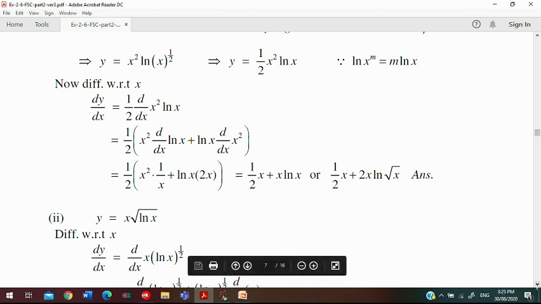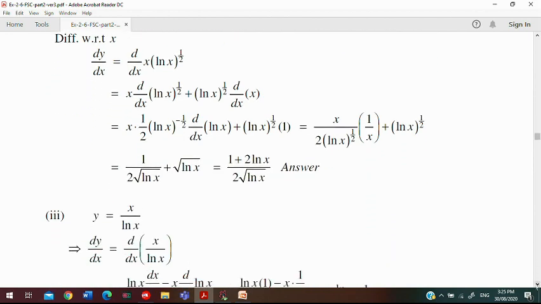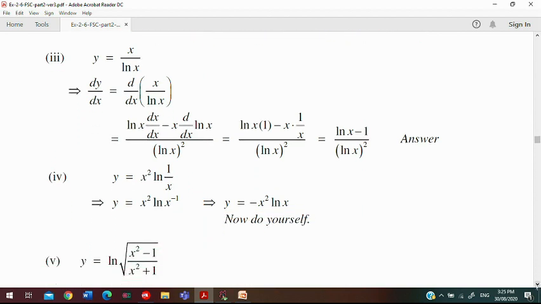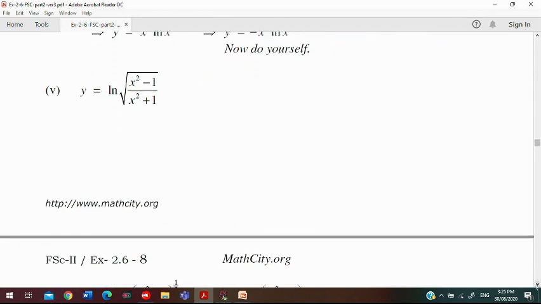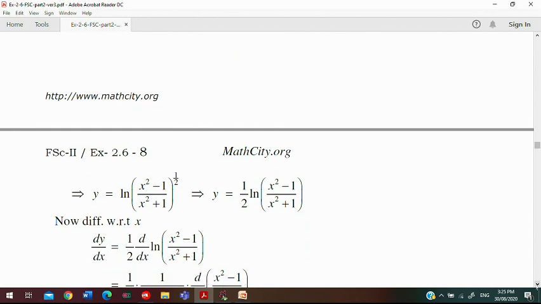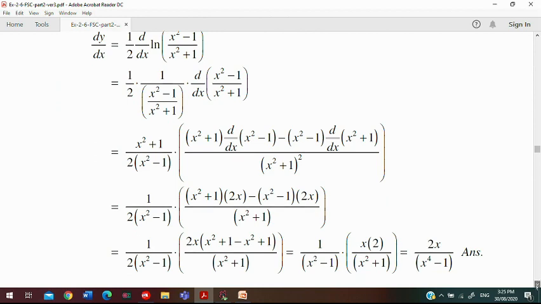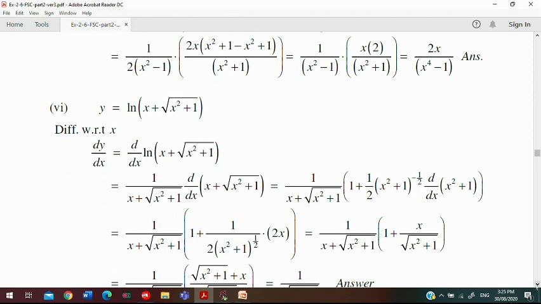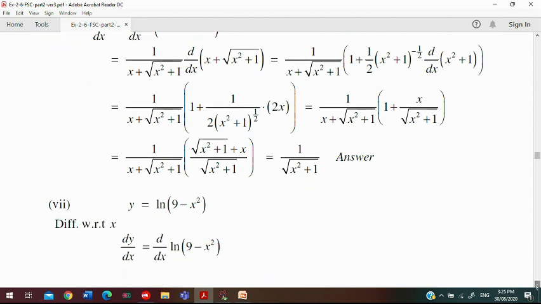So here they have applied the product rule and get the same result. y is equal to x of log of x, the same pattern of calculation is going on. Then in the third part, you can see fourth part, fifth part, the solution is very easy. They have just applied the quotient rule and product rule, and I have told you the formulas of the exponential function and logarithmic function. By applying these two methods, you can solve all these questions.